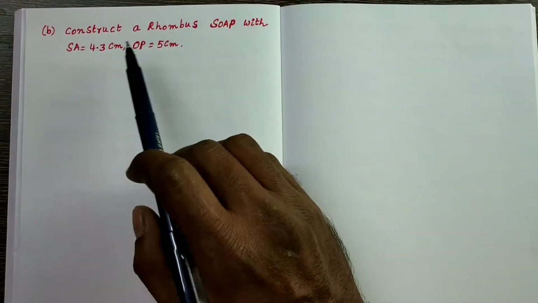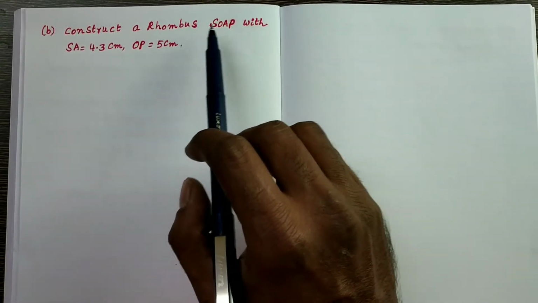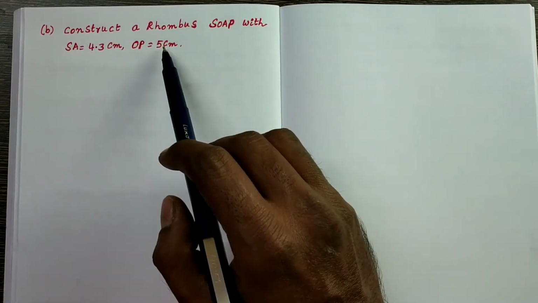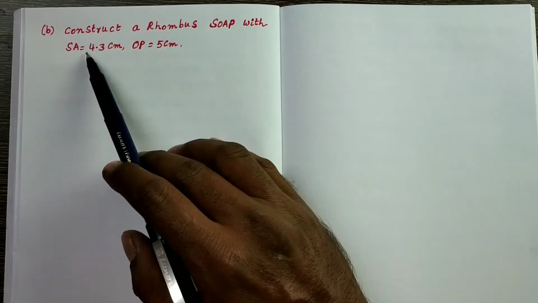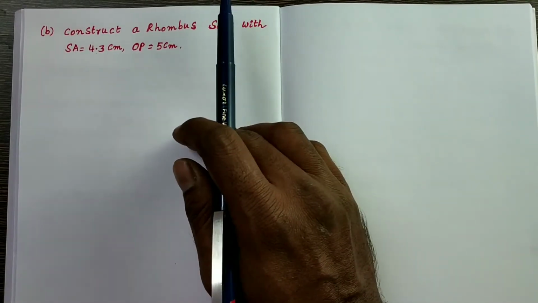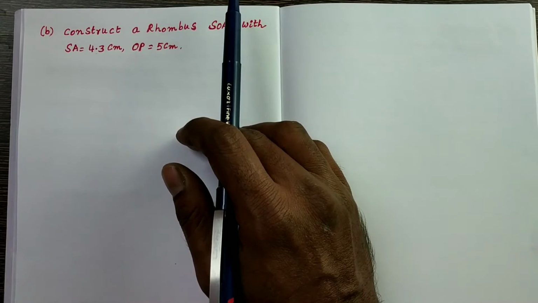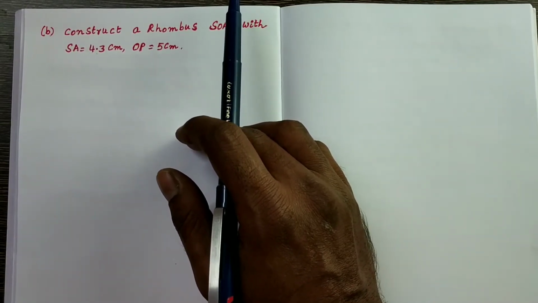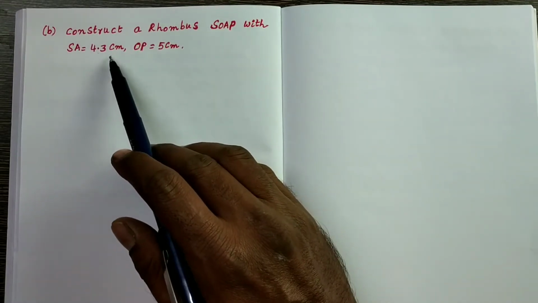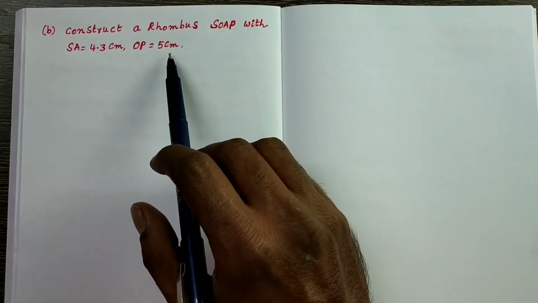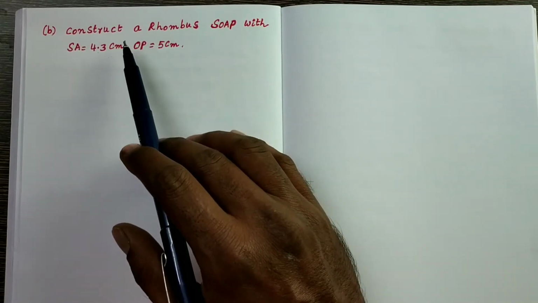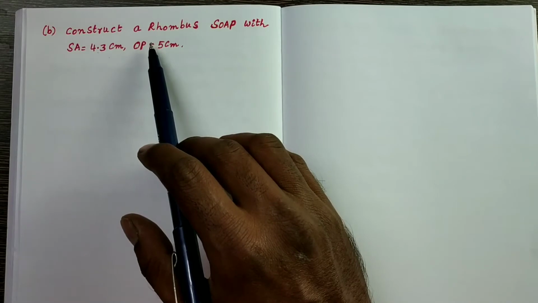The problem is: construct a rhombus SOAP with SA equal to 4.3 centimeters, OP equal to 5 centimeters. These are the diagonals of the rhombus. For any quadrilateral, we need 5 independent measurements to construct it. But here only 2 measurements are given, and they are also diagonals. So, from these measurements, how can we construct a rhombus?